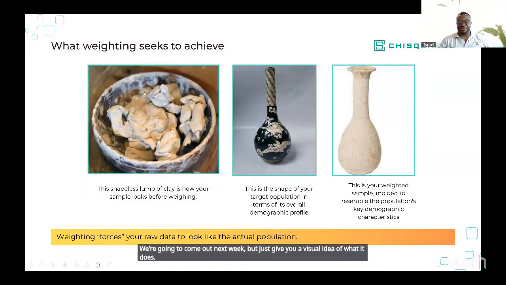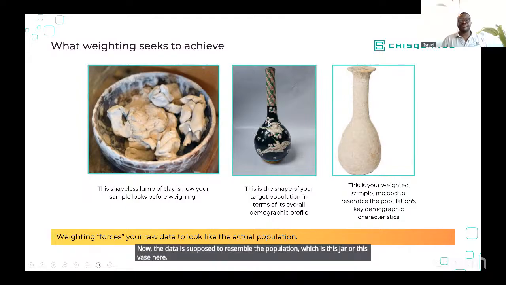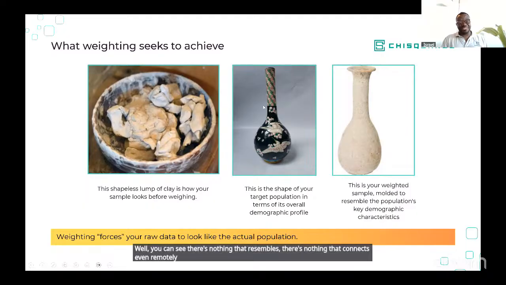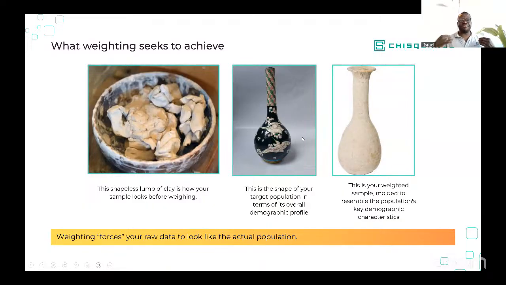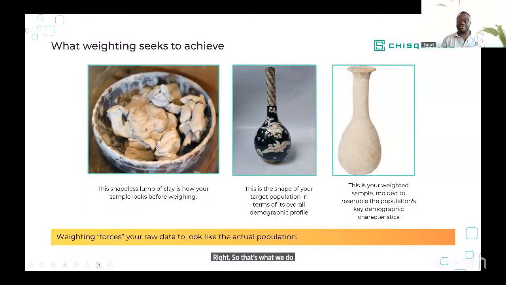This is our sample, which is the data we have just collected. Now, the data is supposed to resemble the population, which is this jar or this vase here. Well, you can see there's nothing that even remotely resembles this vase from what we've collected here. The sample does not look like the population. What weighting does is it forces the sample to adopt characteristics of, or to look like, the population, right? So that's what weighting does.